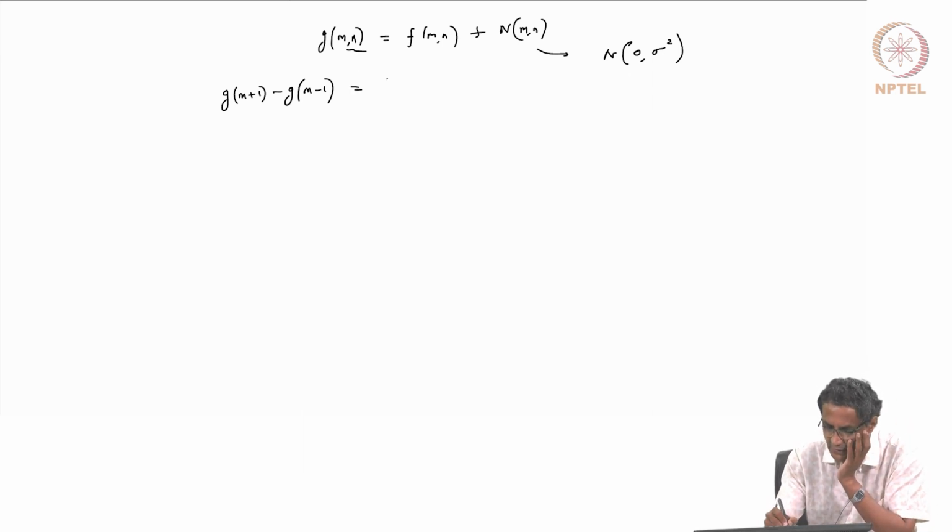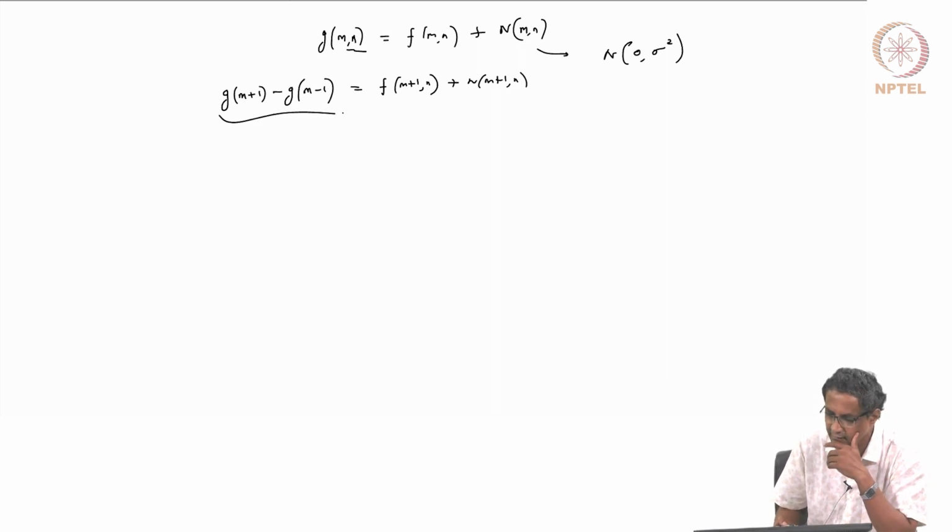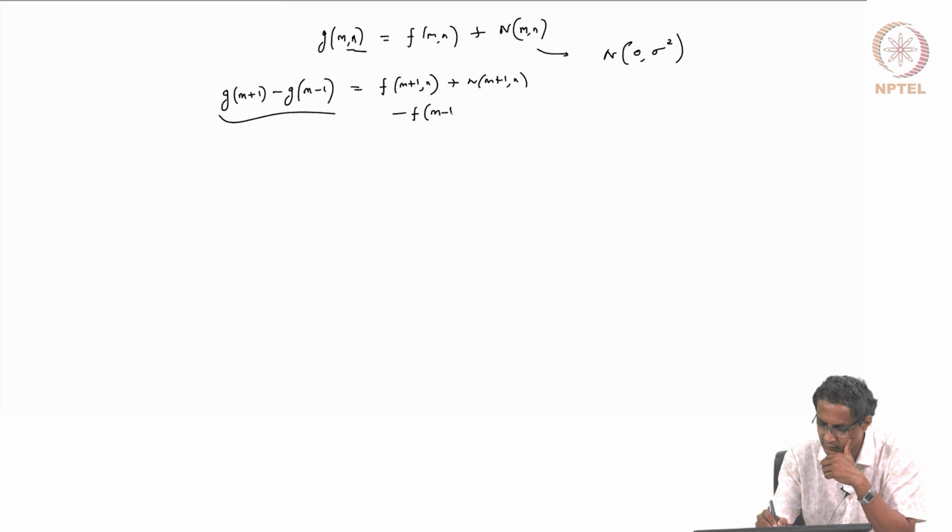What will happen? We will have f of m plus 1 comma n plus n of m plus 1 comma n. A difference operation is this, as a discrete approximation, minus f of m minus 1 comma n minus n of m minus 1 comma n. Or in other words, we can think about this as f of m plus 1 comma n minus f of m minus 1 comma n, and then the noise component.